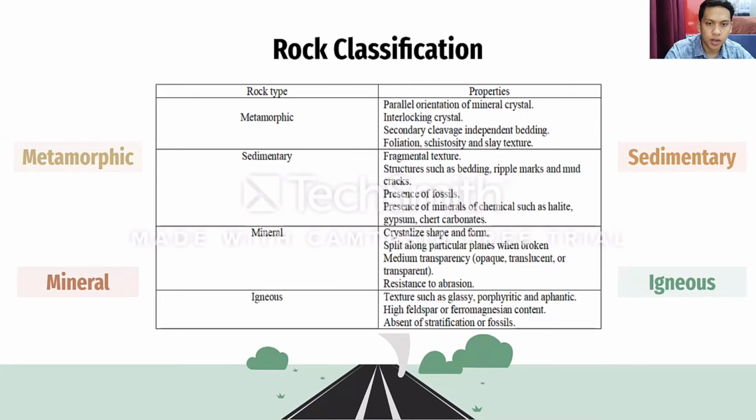So basically, as you can see here, there are four types of rock that we can find in Malaysia, such as metamorphic, sedimentary rock, minerals, and igneous rock. So to find the type of rock, these are the properties that we can use to determine the type of rock.